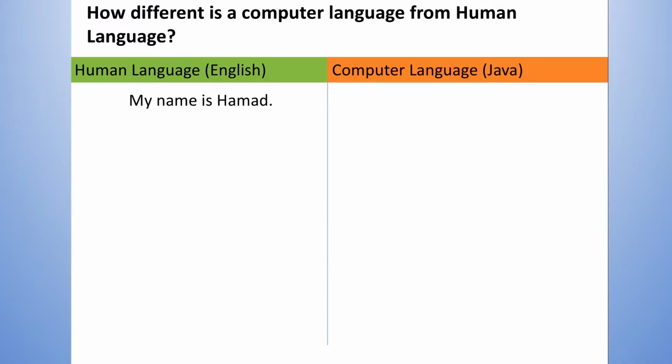Now look at this. In human language, I say my name is Hamad. How can I write it as code in Java? In Java, I have to say myName, with no space between my and name, equal, quotation, Hamad, semicolon. So it's that way I have to do it. But there's one thing missing there.